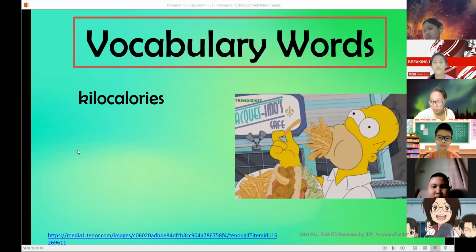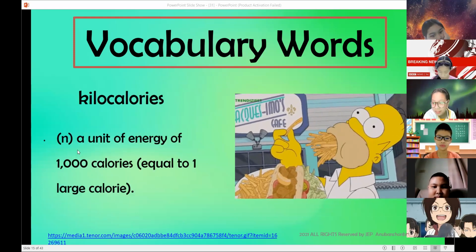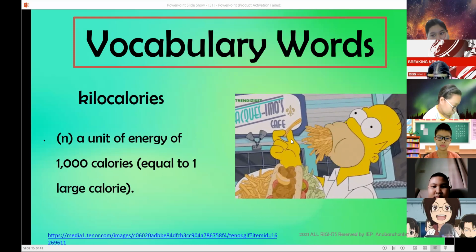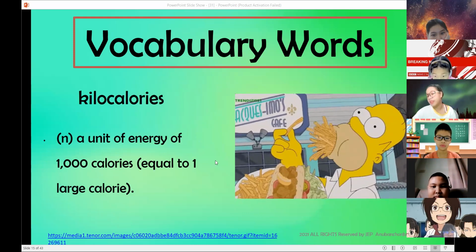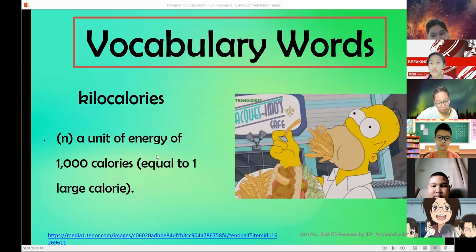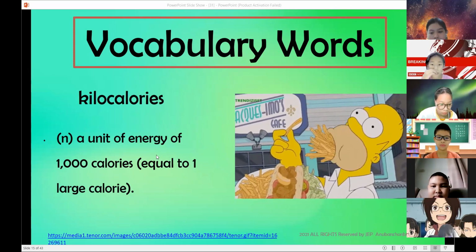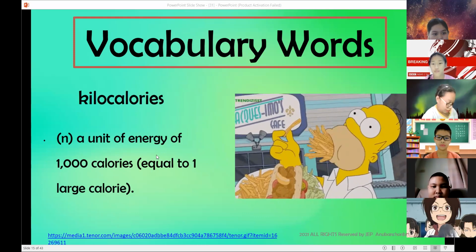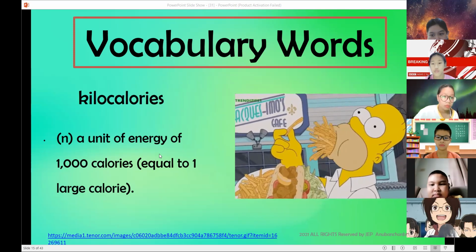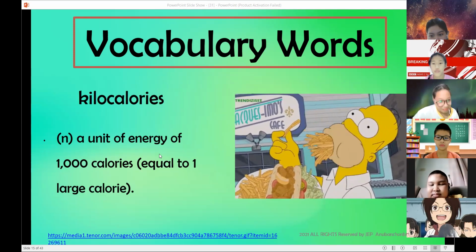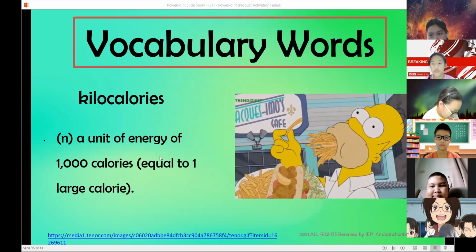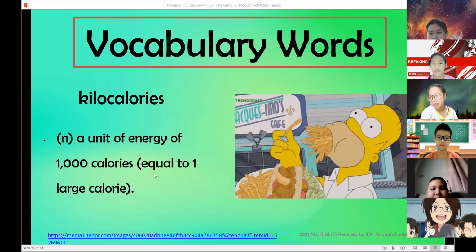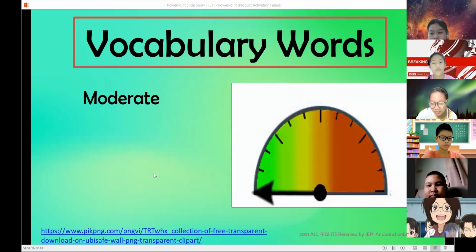Okay, so the main reason why people are becoming obese is too much intake of kilocalories. It means if we are eating too much French fries, burgers, there's a lot of calories that we can get from them. And if we will not use that energy, it's okay, no? It's okay if you're going to eat a lot, but you're going to exercise also. But the problem is that if you are eating too much and you are not exercising, then you will become obese, okay? You become fat.